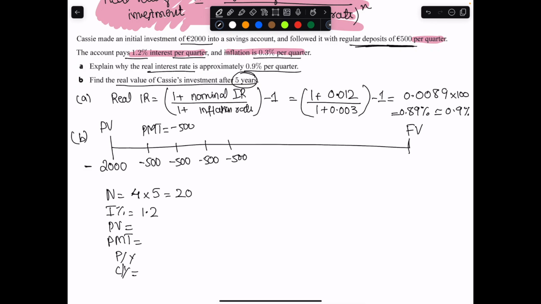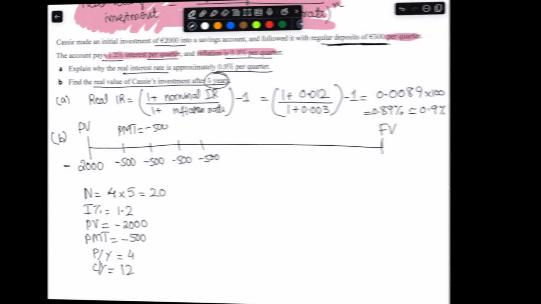Present value, as I said, is going to be negative 2,000. And PMT, which is regular payments, is negative 500 because she's paying. So again, it's cash outflow. P over Y will be 4 in this case because there are 4 quarters in a year. So 4, not 12, because previously we were doing 12 like monthly. And C over Y is going to be the same. Let's try to see what answer we get for this.